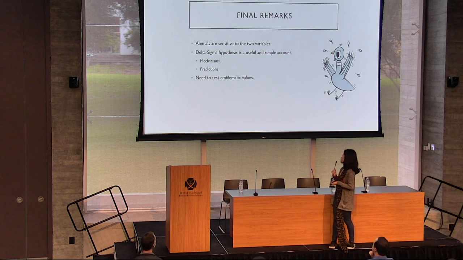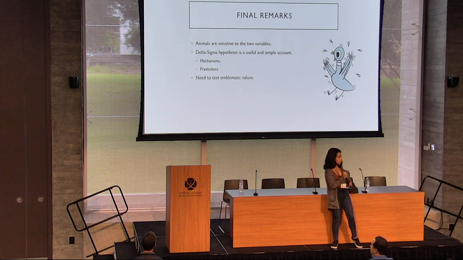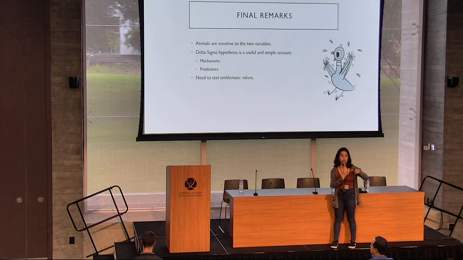The delta sigma hypothesis is useful, and it's a very simple account. We're not asking the pigeons to do a weird mathematical analysis behind the scenes. It's a contrast effect at the end. And maybe more important than that, with this model we have a few new interesting predictions. I actually don't think it's going to be correct, but one thing the model predicts is that it doesn't matter what specific value you have after each signal. If the difference is the same, they should have the same preference.